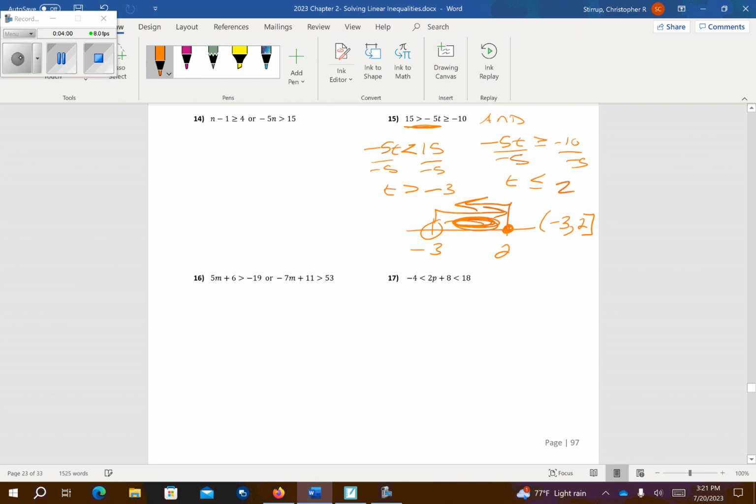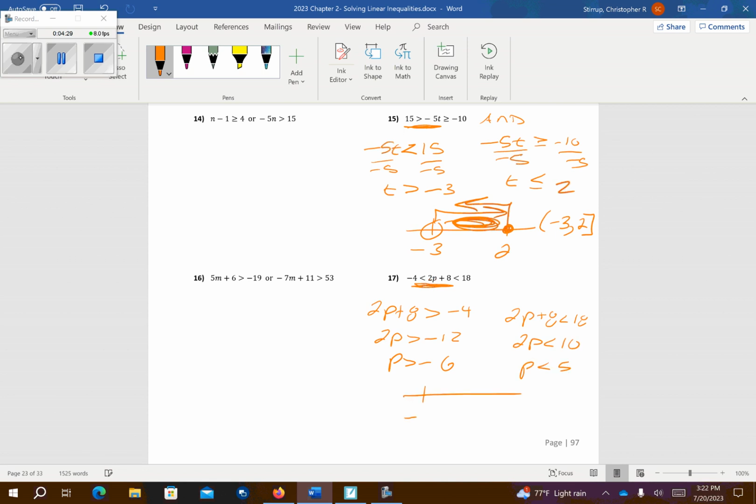And number 17, again, let's break this apart. So this is our first problem, but I'm going to flip that first problem over. The sign flips over not because we're multiplying or dividing by a negative, just because we're flipping it over. And then I'm going to take the middle and rewrite it with the last part. Solve each. So I'm going to subtract 8, divide by 2, subtract 8, divide by 2.